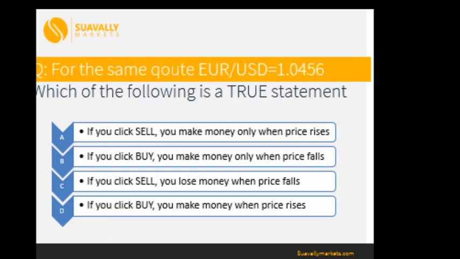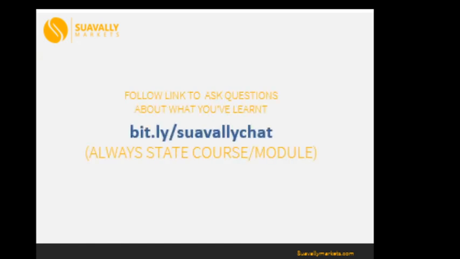For the same quote of Euro USD at 1.0456, which of the following is a true statement? A, if you click sell, you make money only when the price rises. B, if you click buy, you make money only when the price falls. C, if you click sell, you lose money when the price falls. And D, if you click buy, you make money when the price rises. So you can answer this question on your portal.